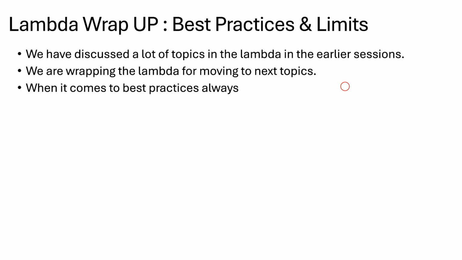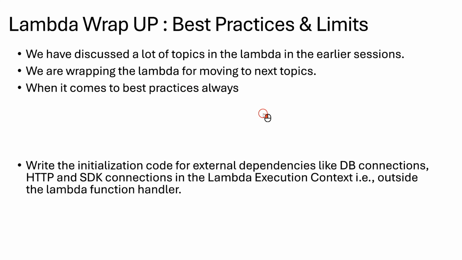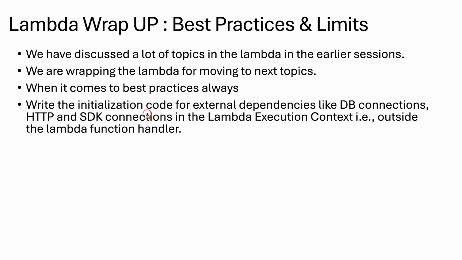Since we have covered a lot of topics, I thought it's better to explain the best practices and limits in one place so that you can refer to them easily. When it comes to best practices, always write the initialization code for external dependencies like DB connections, HTTP and SDK connections in your Lambda execution context, that is, outside the Lambda function handler.